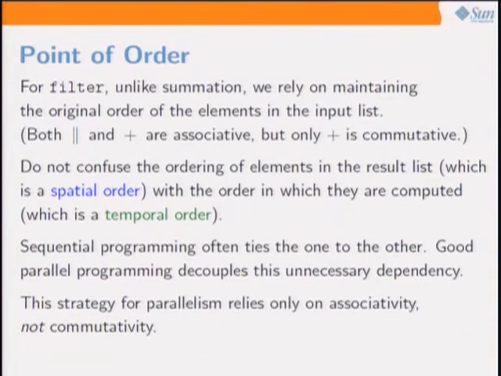It's very easy to get confused and say, I want to do everything in parallel. I don't care in which order it gets done. Therefore, I better use a commutative combining operator, because commutativity is what says the order doesn't matter. No, we're talking about two different kinds of ordering here. Commutativity has to do with the spatial ordering in the result, the logical ordering within the logical data structure of a sequence. That's a completely different ordering from the temporal ordering in which things get computed.